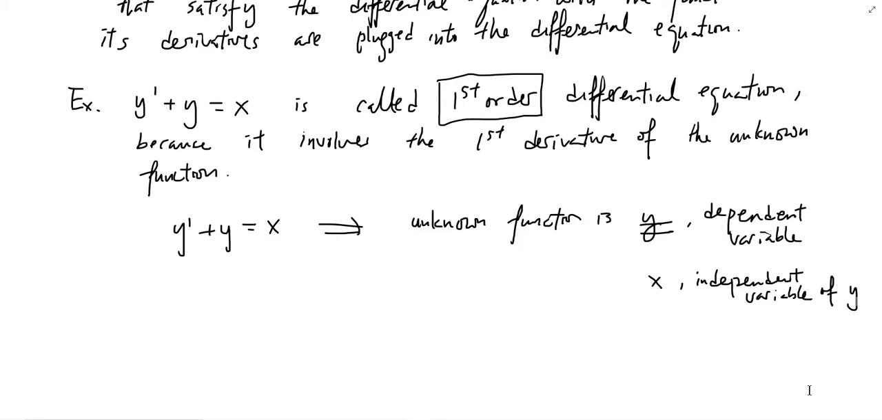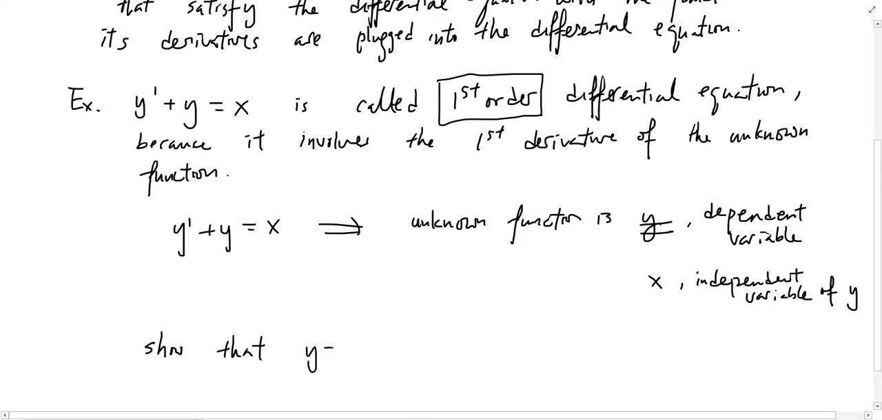So it just so happens that I know one solution to this equation is this. So I'm going to ask you to show how that works. I'm going to ask you to show that y equals x minus 1 is a solution to y prime plus y equals x.